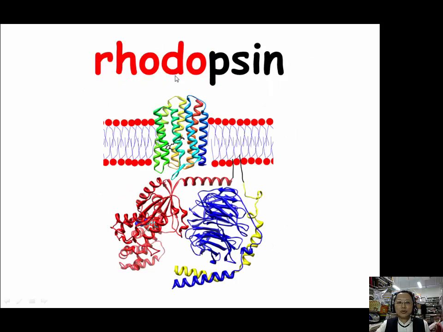For rhodo, R-H-O-D-O, we have one example, rhodopsin. See, the pronunciation changes because of the suffix that's attached to it. Rhodopsin is a light-sensitive receptor protein involved in visual perception. Rhodopsin has a pinkish color, and that's why it is named rhodopsin, because rhodo in Greek means rose, rose red, and the suffix opsin also comes from Greek. It's written as opsis in Greek, meaning sight.